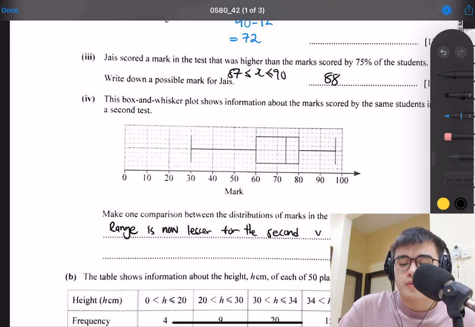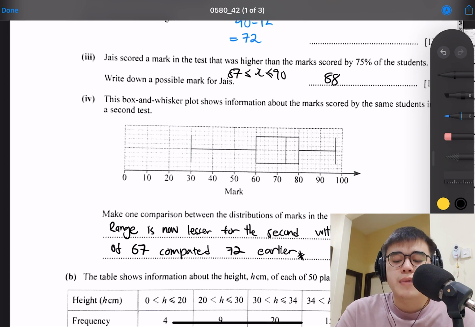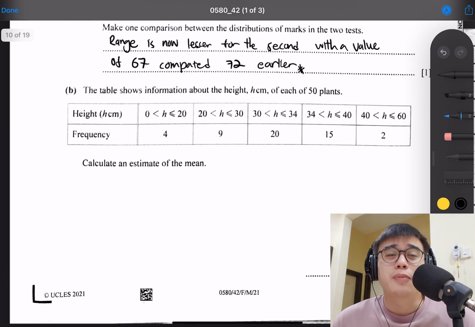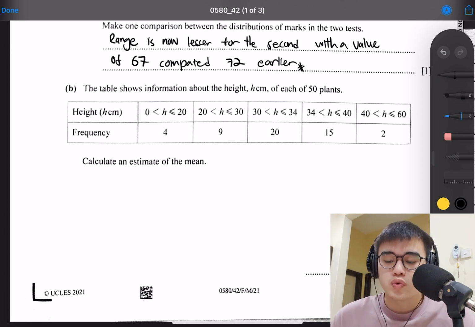with a value of 67 compared to 72 earlier. Okay. Other comments that you can make will be the upper quartile, the 75% actually dropped. So there's fewer students that score 80 plus now. But I think range should be the easier component to comment on. So that's why I do it.